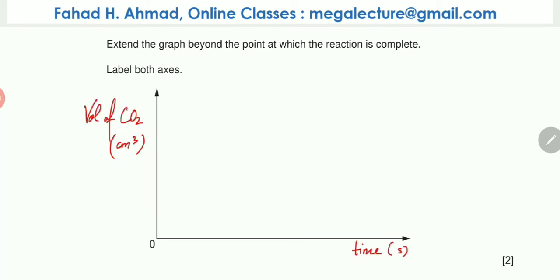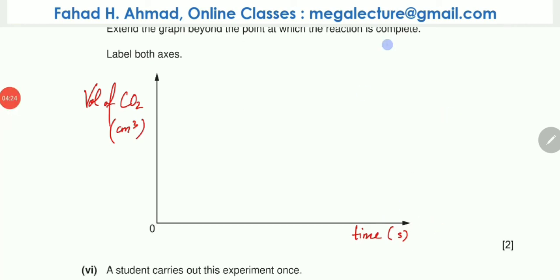So here are the two axes that I've labeled. Volume of carbon dioxide, that was my dependent variable, that was what I was trying to collect. And on this axis I have time in seconds. This time over here would represent duration. So let's quickly sketch how the carbon dioxide is going to be produced.